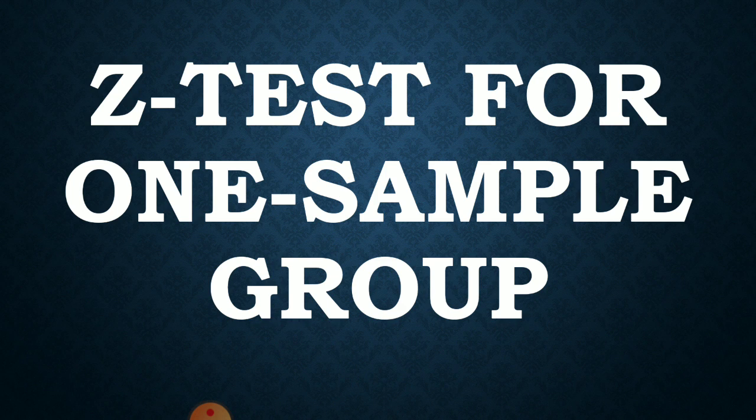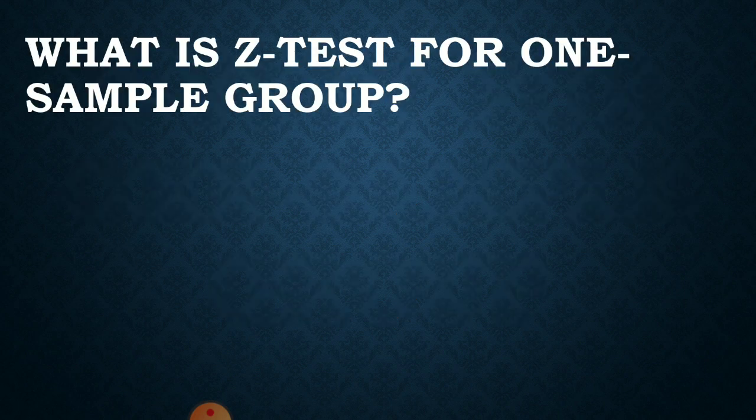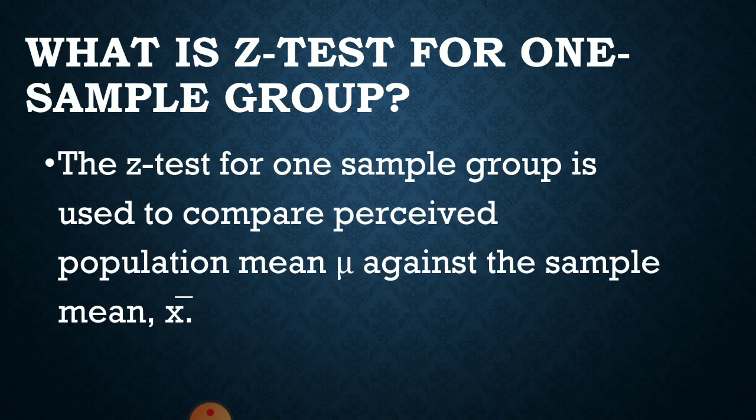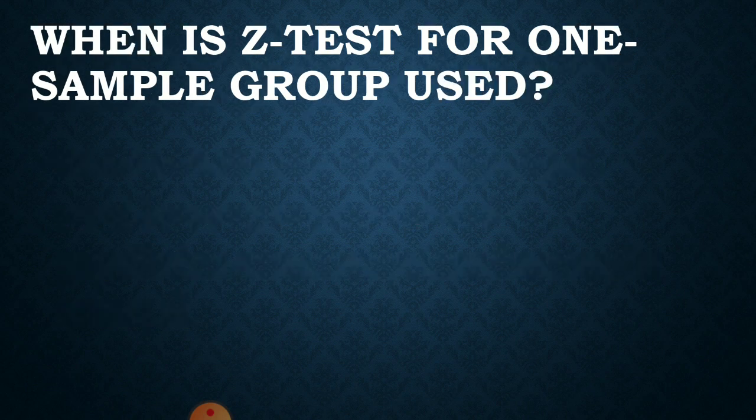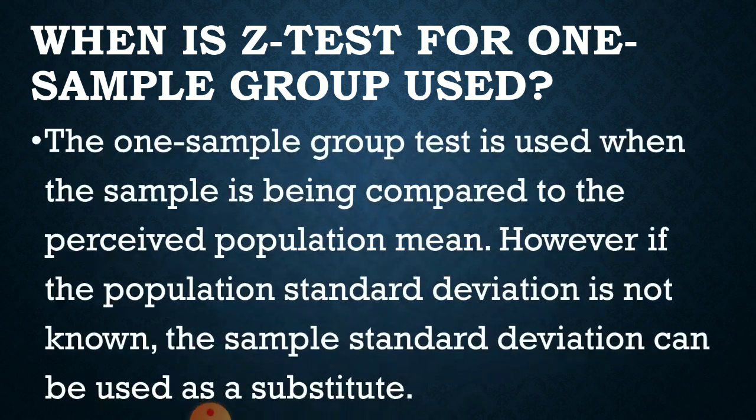First, let us have the z-test for one sample group. What is the z-test for one sample group? It is used to compare the perceived population mean, mu, against the sample mean, x bar. When is it used? The one sample group test is used when the sample is being compared to the perceived population mean. However, if the population standard deviation is not known, the sample standard deviation can be used as a substitute.